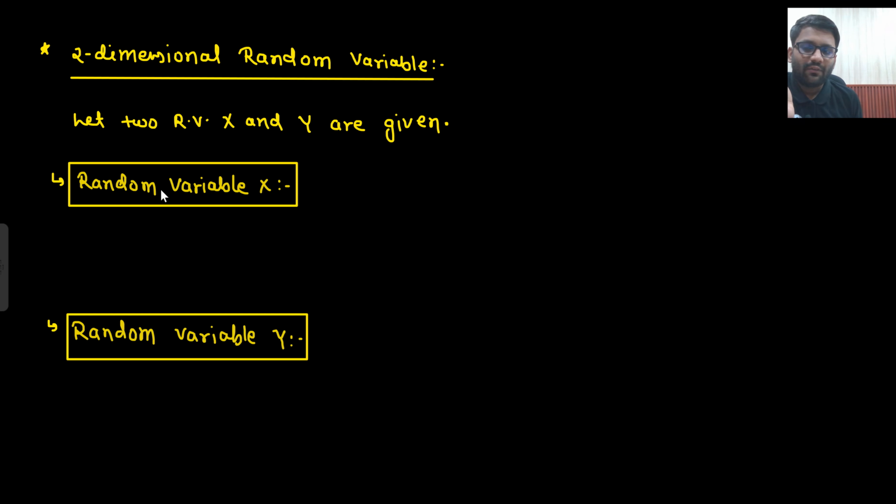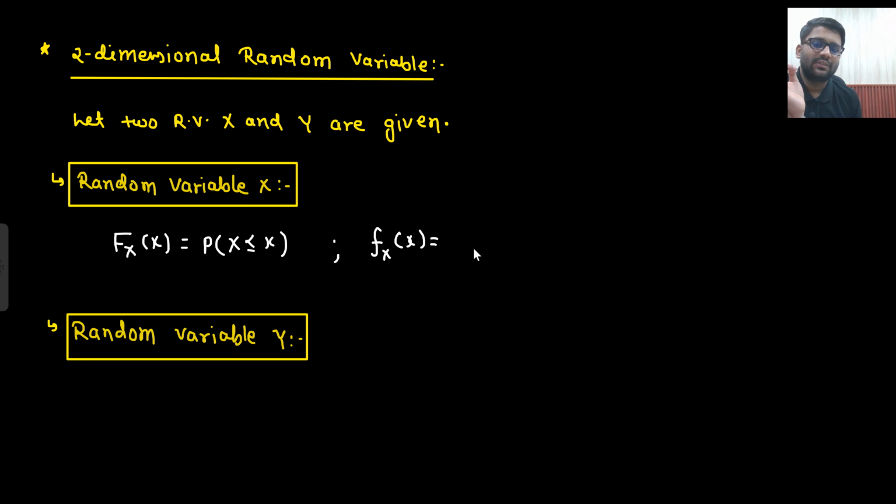So let's just say I am given only one random variable x. If only one random variable x is given, I can define its CDF, cumulative distribution function. I can define the CDF in this manner, Fx(x). What does it say? It says the probability of random variable x taking values lesser than or equal to small x. And I can define its PDF as well, which is simply the differentiation of the CDF, right? If you differentiate the CDF, what you will get? PDF.